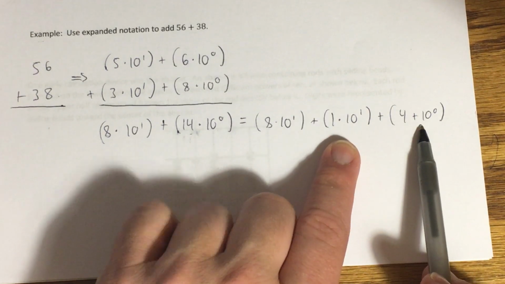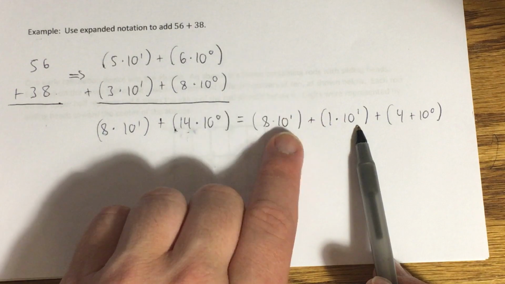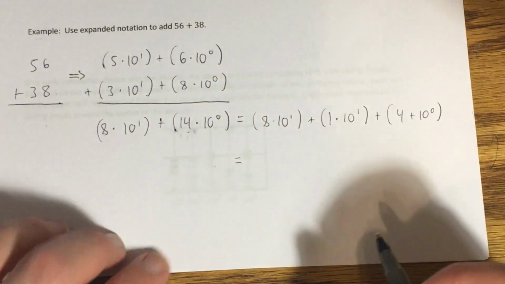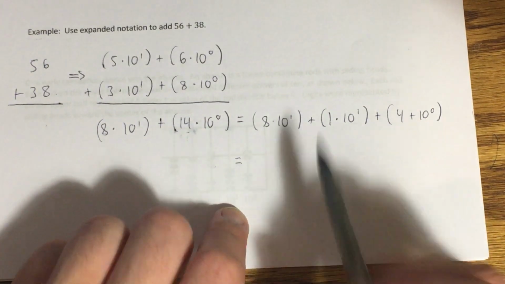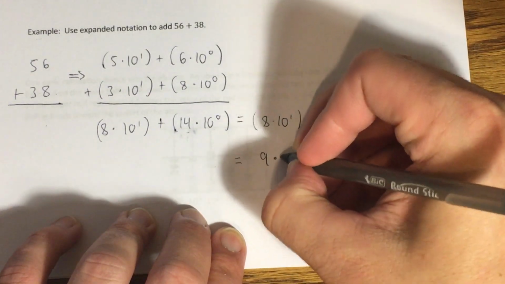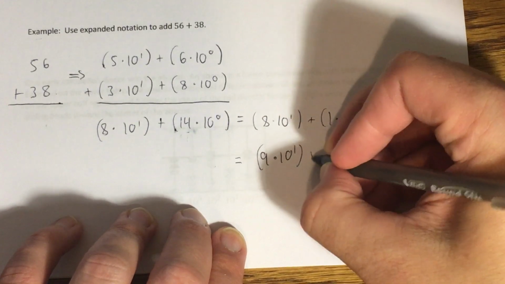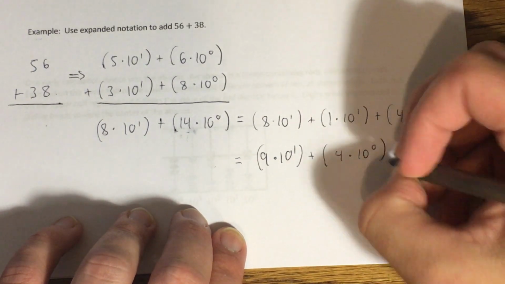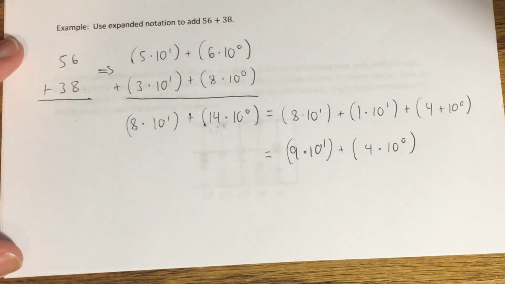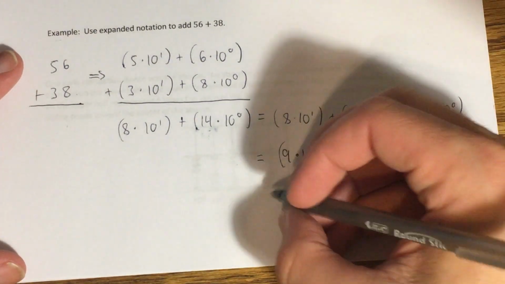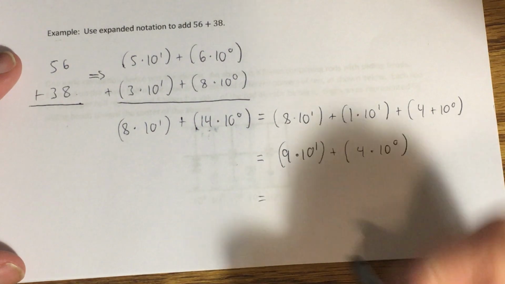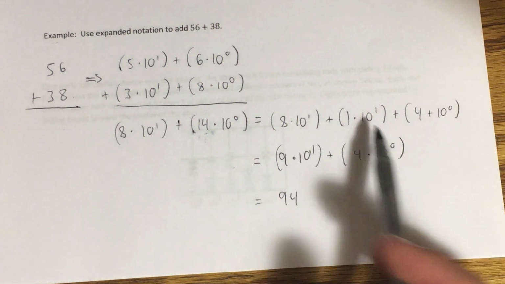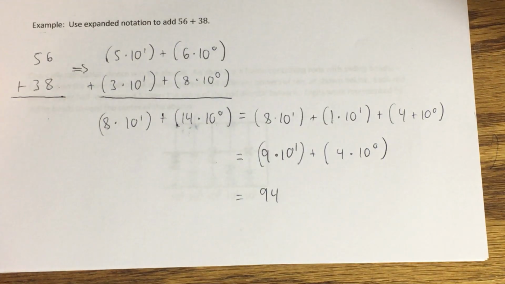Now, if you look at what happens, I have like terms here. I have 10 to the power of 1 and 10 to the power of 1. So using that distributive property again, I can add these together by just doing 8 plus 1, which is 9 times 10 to the power of 1, plus 4 times 10 to the power of 0. And as you would have found if you had just added these directly the way you're used to doing it, we end up with 94 as an answer. Okay, so this is what carrying, again, looks like when doing things in expanded form.